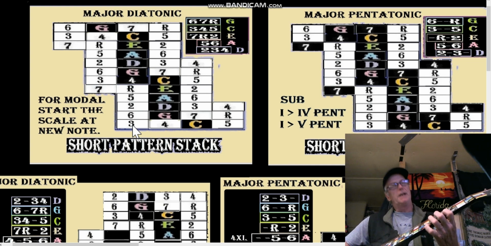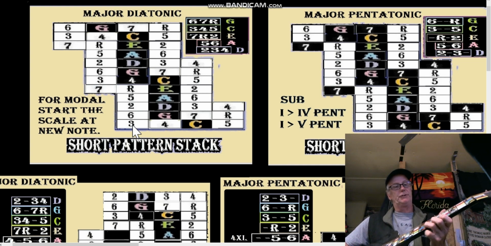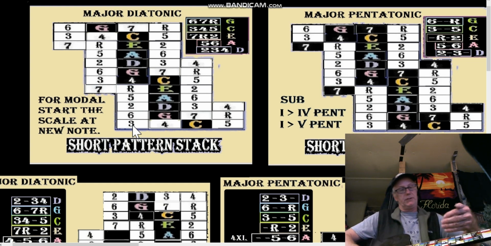This is in the C cage. 5, 6. Now the 7 we have to bring over 1. So it's 7, root, 2, and then 3, 4, 5 again. Okay, so no matter where we start, we're going to be stacking them like that.